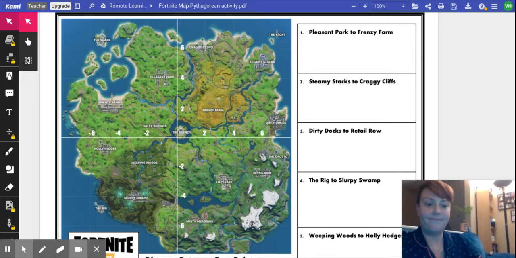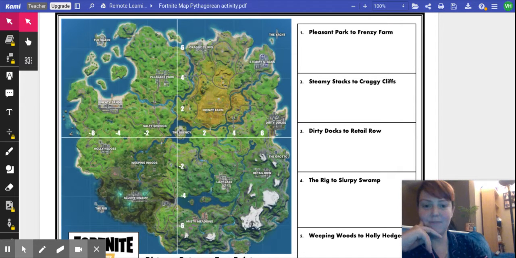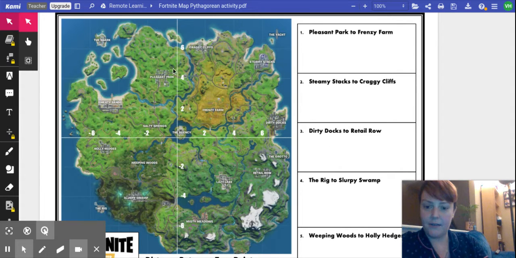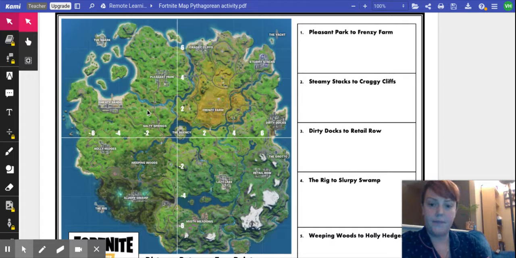I don't know. Maybe. So if you look at our map here, this is our final project or final activity on the Pythagorean theorem. So this is a Fortnite map, and we are going to be finding the distances between two locations on the map.